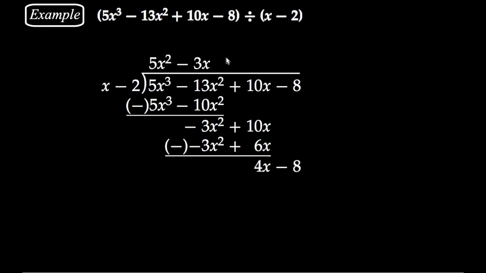4x divided by x is a plus 4. Write that up above, and then multiply the plus 4 by the whole term, and that gives us a 4x minus 8. And then on this one, we end up with a 0 remainder as well. Just remember, if you get a remainder, which I'll show you later in one of the future slides, you would write your remainder as the numerator, and then the denominator would be whatever you're dividing by.